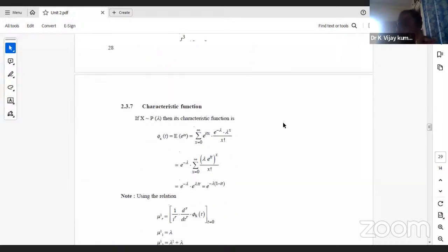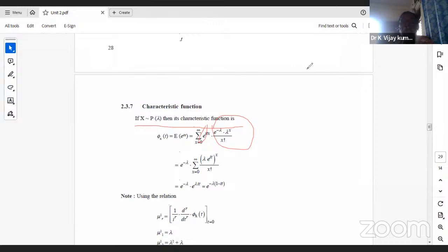Now the characteristic function. What is the characteristic function here? X follows Poisson lambda, and its characteristic function phi of X(t) is equal to E of e power itX, the summation of x equal to 0 to infinity of e power itx times e power minus lambda lambda power x by x factorial. That is e power minus lambda times the summation of x equal to 0 to infinity of (lambda e power it) whole power x by x factorial. So it is e power minus lambda times e power lambda e power it, which is e power minus lambda times (1 minus e power it).